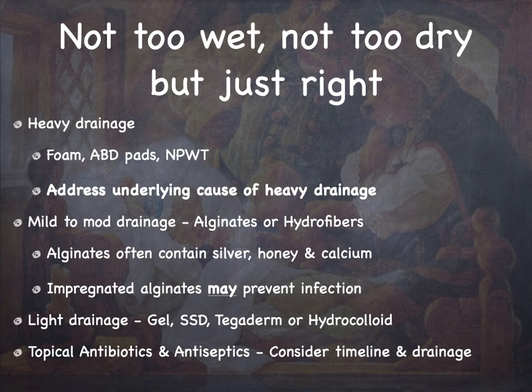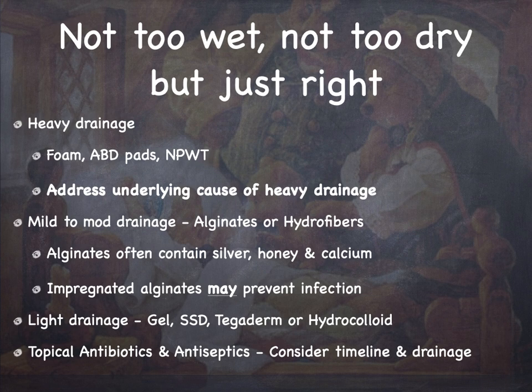Whenever you have mild to moderate drainage, you can use alginates, hydrofibers, and some of these alginates will be impregnated with silver, honey, calcium, and so forth. If there's light drainage, you can use gels, Silvadene, Tegaderm, hydrocolloids.